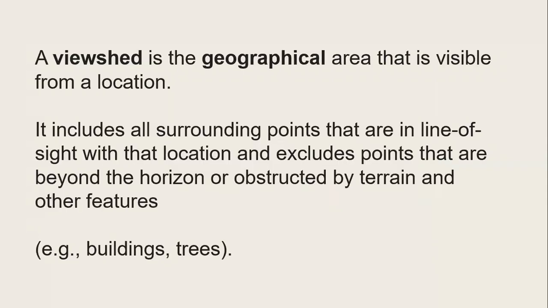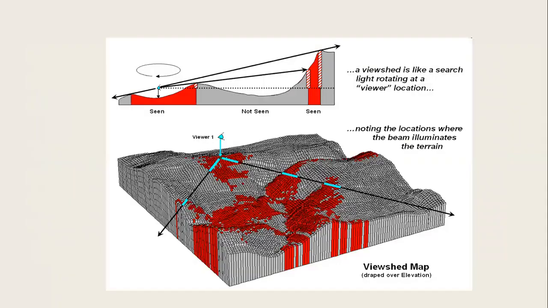So one more map, another map. It is all connected with a DEM. We are generating these kinds of slope, aspect, likewise. And next one is viewshed. A viewshed is the geographical area that is visible from a location. It includes all surrounding points that are in line of sight with the location and excludes points that are beyond the horizon or obstructed by terrain and other features, for example, buildings, trees. It is a graphical representation of a viewshed.